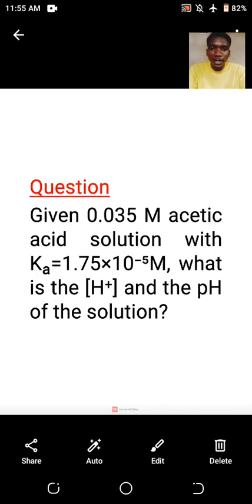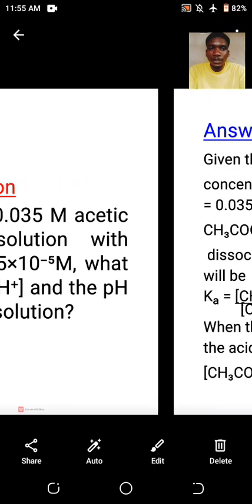Whenever you see a K subscript A, it represents the dissociation constant of an acid when it is in water, the tendency of an acid to lose its proton. So it is referred to as what? The dissociation constant. Solution to the problem.